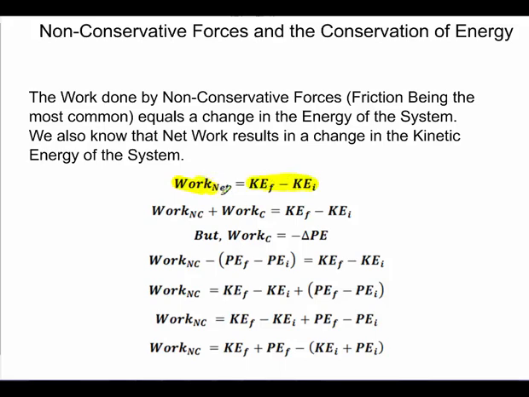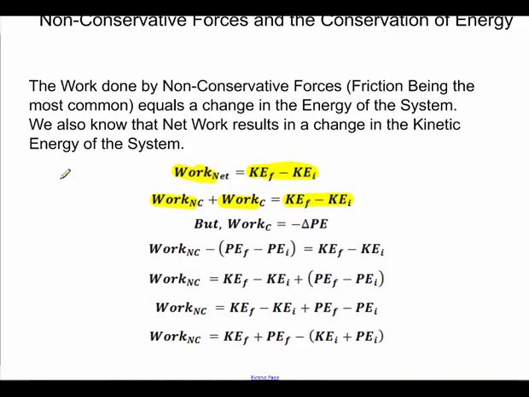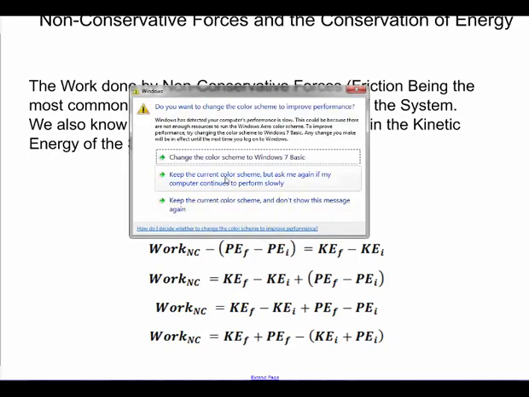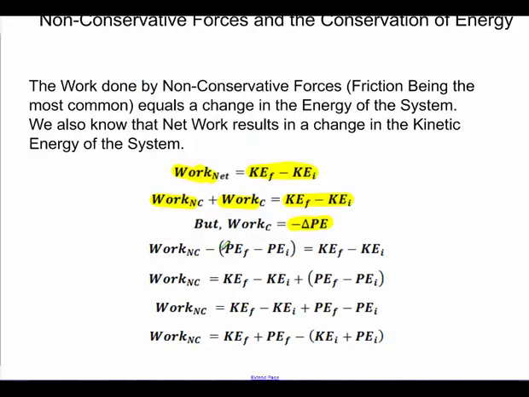But we can substitute back in work net as work done by non-conservative forces and work done by conservative forces, and we set that equal to the change in kinetic energy. But we also know that the work done by conservative forces is always equal to the negative change in potential energy. So I've taken out the work done by conservative forces and replaced it by the change in the potential energy. The change in potential energy is defined as final potential minus initial potential, but again we negate that by this definition here.